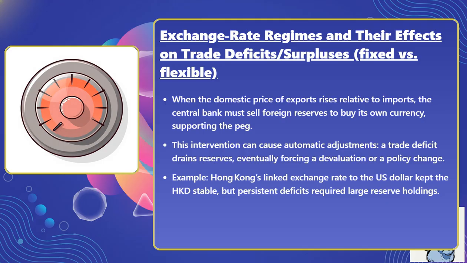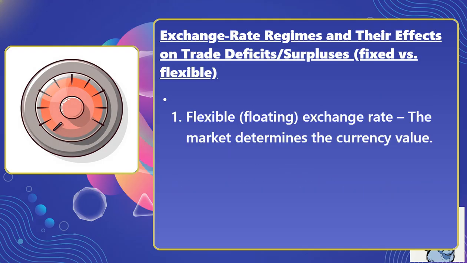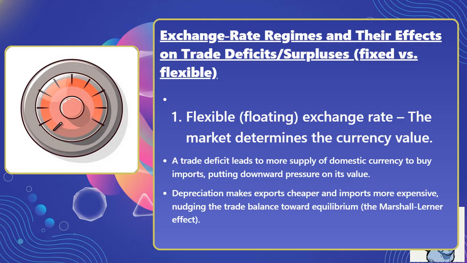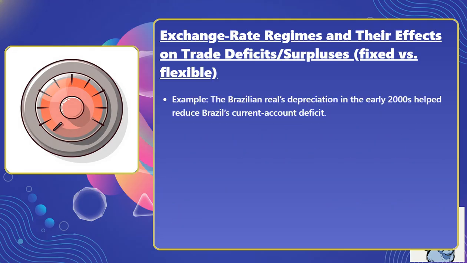large reserve holdings. 2. Flexible floating exchange rate. The market determines the currency value. A trade deficit leads to more supply of domestic currency to buy imports, putting downward pressure on its value. Depreciation makes exports cheaper and imports more expensive, nudging the trade balance toward equilibrium, the Marshall-Lerner effect. Example: the Brazilian real's depreciation in the early 2000s helped reduce Brazil's current account deficit.